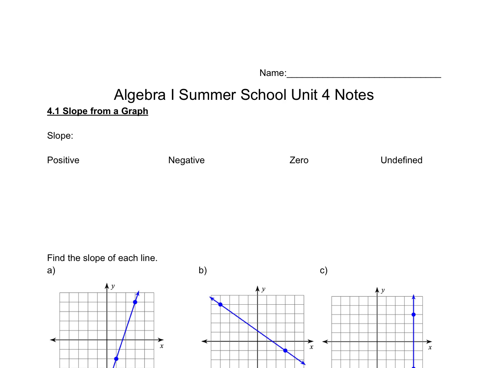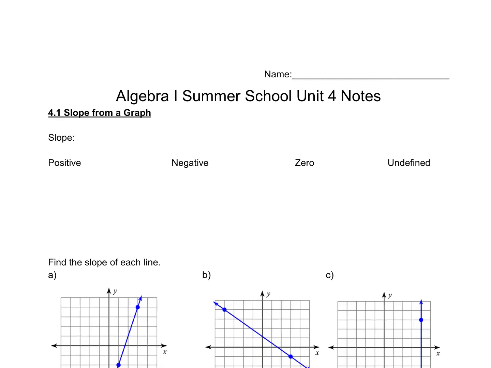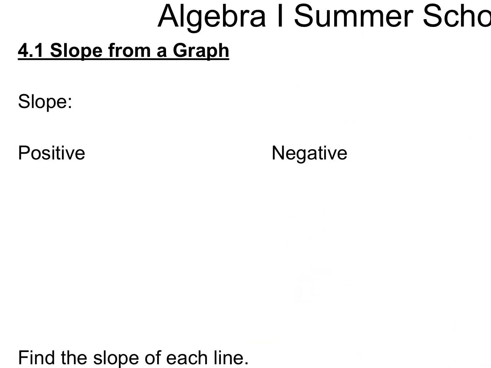Okay, so Unit 4 is all about linear things, which are graphing lines. Linear means lines. So I'm going to teach you all the different things about graphing lines and manipulating equations of lines and all the things. Okay, so first let's talk about slope.